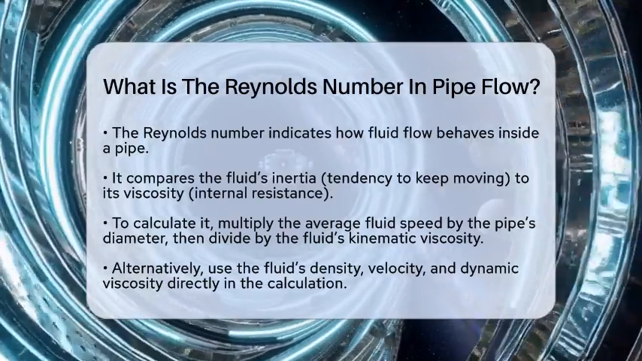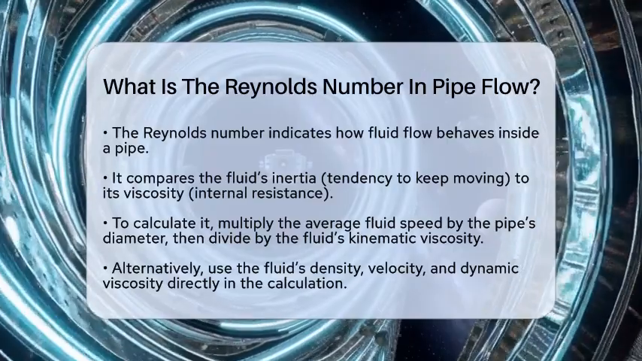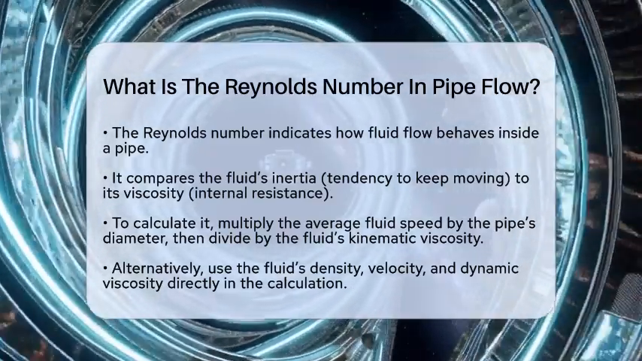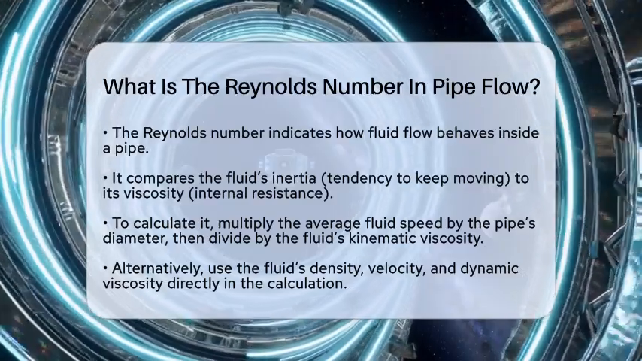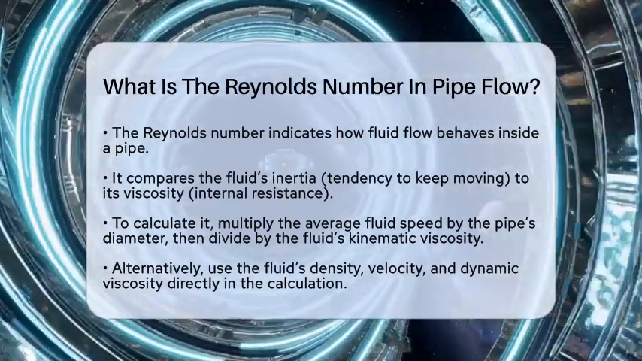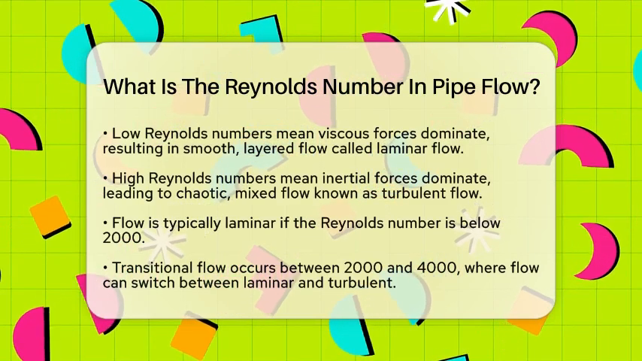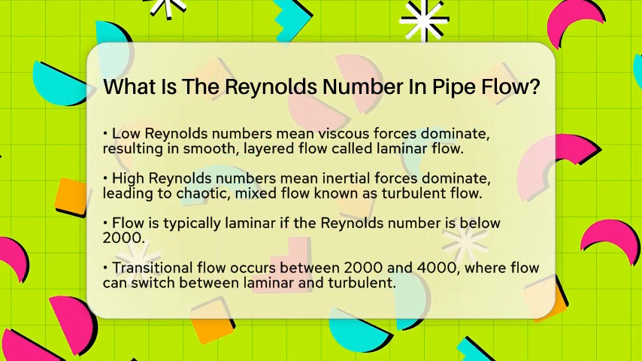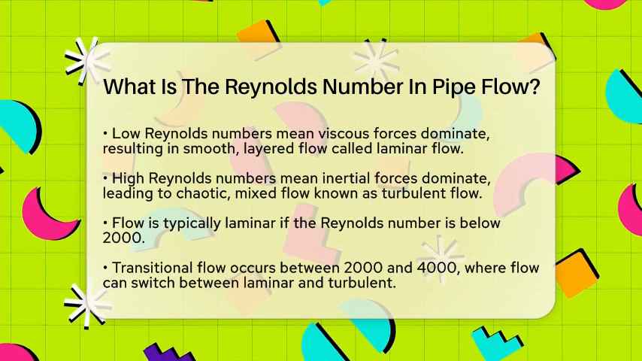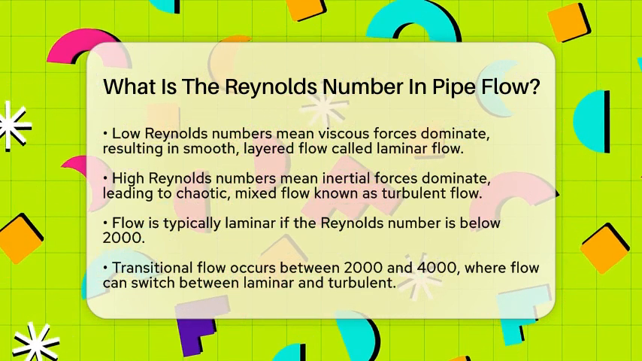The Reynolds number is a number that compares the force of the fluid's inertia to the force of its viscosity. Inertia is the tendency of the fluid to keep moving, while viscosity is the fluid's internal resistance to flow. To find this number, you take the fluid's average speed and multiply it by the pipe's internal diameter. Then you divide that by the fluid's kinematic viscosity, which is the ratio of its dynamic viscosity to its density. Alternatively, you can use the fluid's density, velocity, and the dynamic viscosity directly in the calculation.